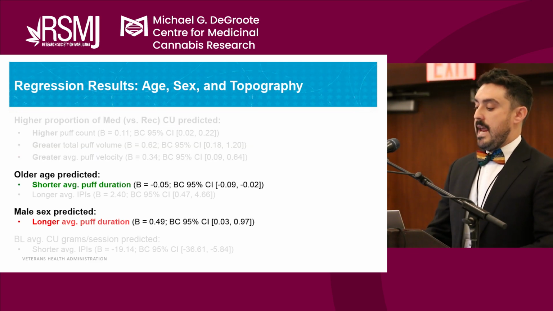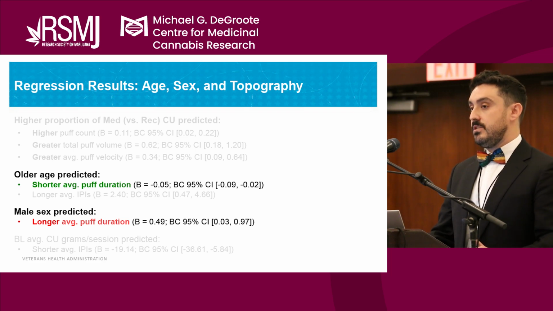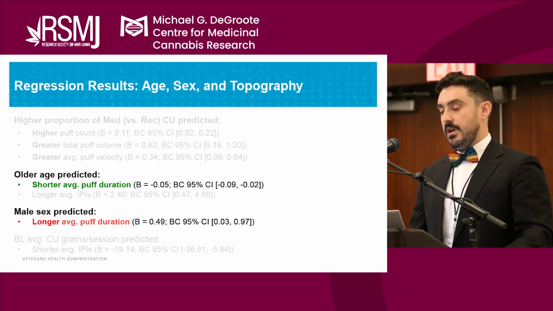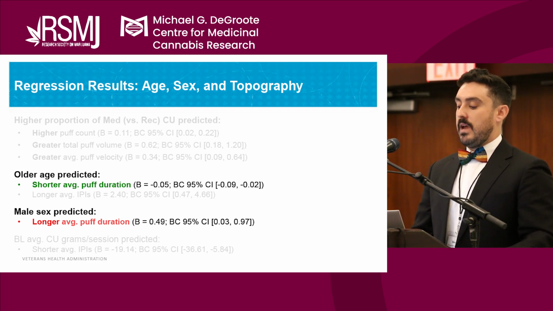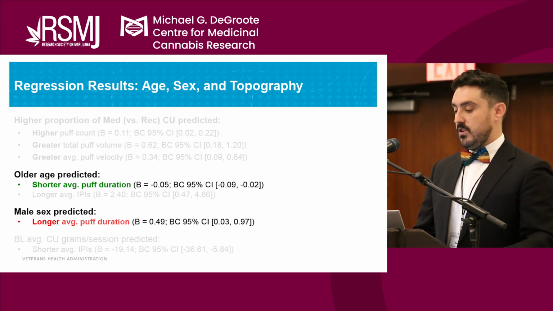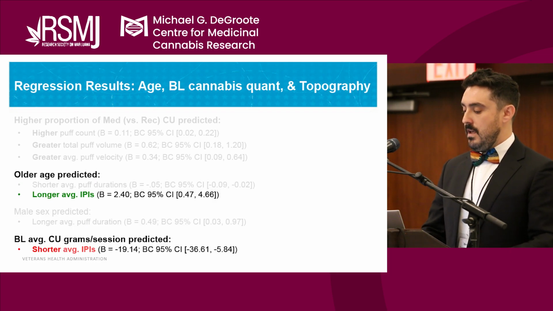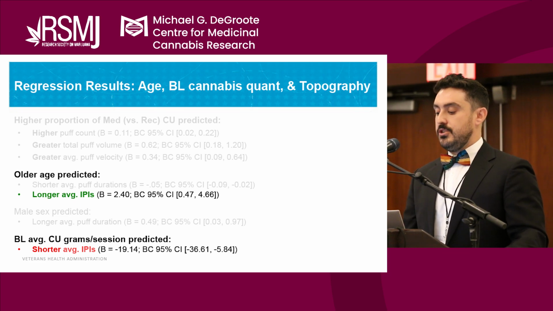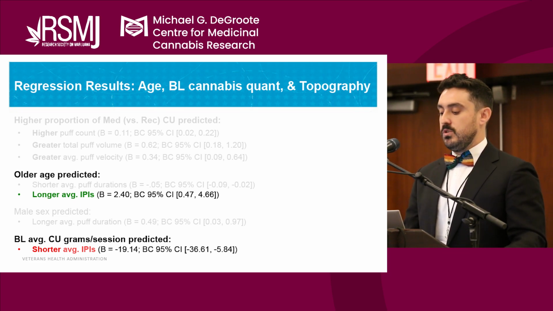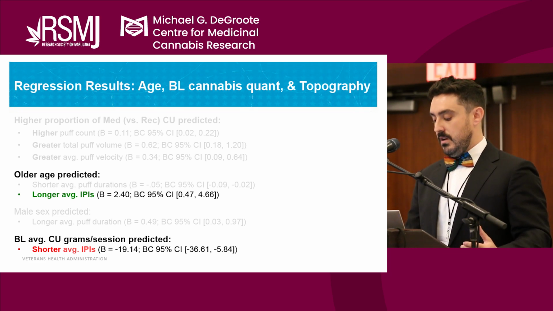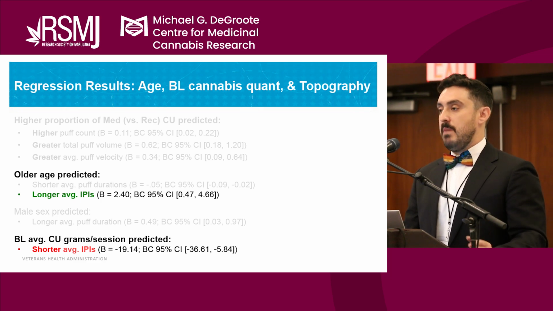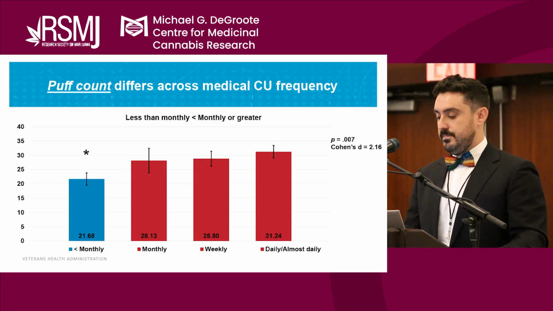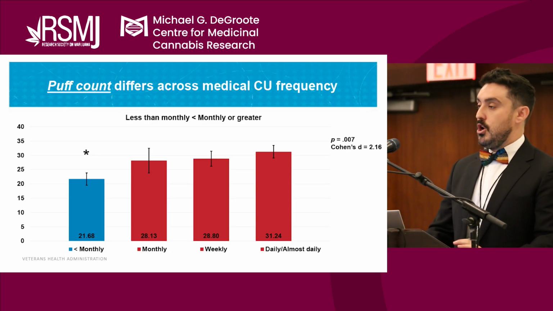Likewise, we also found that older age predicted shorter average puff durations, whereas male sex was associated with longer average puff durations. But in these models, the proportion of medical cannabis use was not associated with average puff durations. And lastly, we found that older age predicted longer interpuff intervals, whereas using more cannabis at baseline was associated with shorter interpuff intervals. And like the last slide, the proportion of medical to recreational cannabis use was not associated with interpuff intervals.